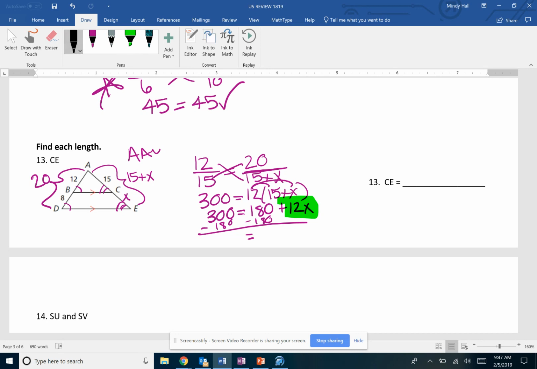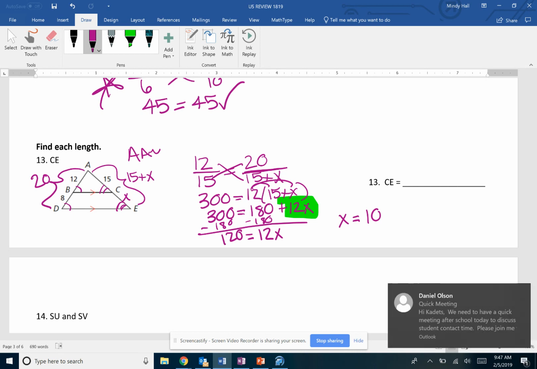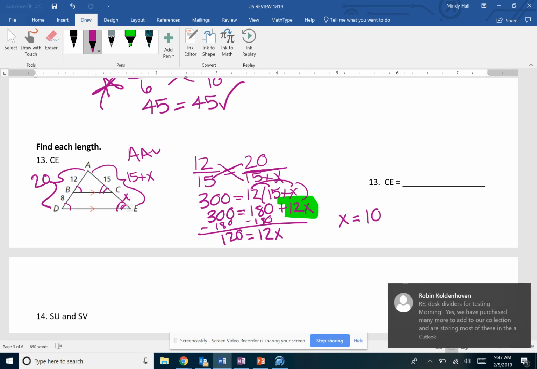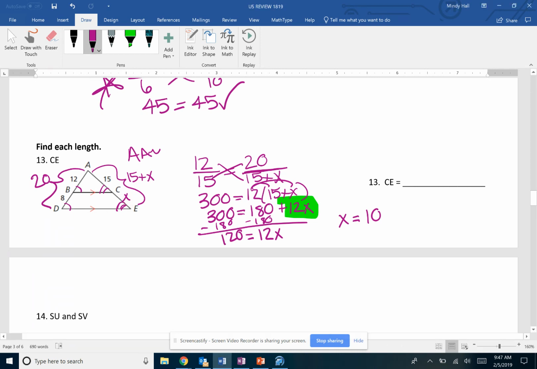It's 12x. We have to distribute it. So that'd be 12x equals 120. I thought that number seemed really big. And then when you divide by 12, you get that x equals 10. So if you ever get in a situation like I just did where I forgot to distribute and I was getting that my final answer was 120 for x, you can see that it's clearly not going to be 120 because of how long that side is. So we do know that x equals 10.